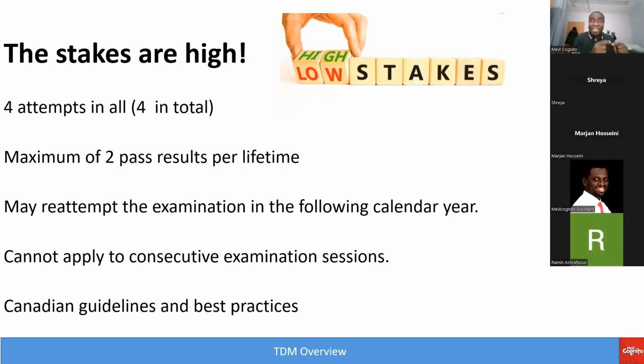Because if you have to take the exam and for whatever reason something happens and you have to take the exam again, and you have to wait for a year to write it, that's almost a year of your life being held because of one exam. So you want to give it your best shot. Okay. And it cannot apply to consecutive exam sessions. So you can't write the exam in January and then retake it in June. If you want to retake the exam, then you have to take it in January the next year.